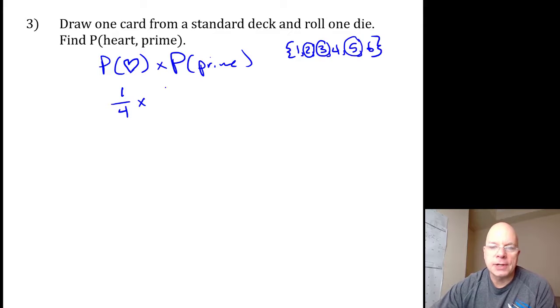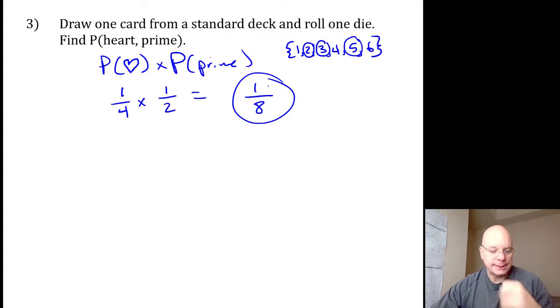So half of the numbers on a die are prime, and so the probability of getting a heart and then rolling a prime number would be 1/8. 1/4 of the time you would get a heart, and then half of those times you'll get lucky and roll a prime on the die.